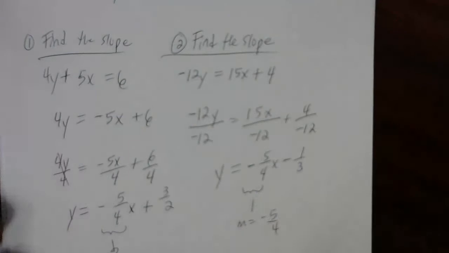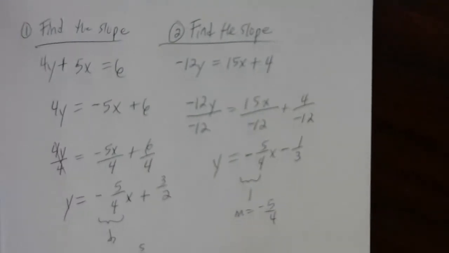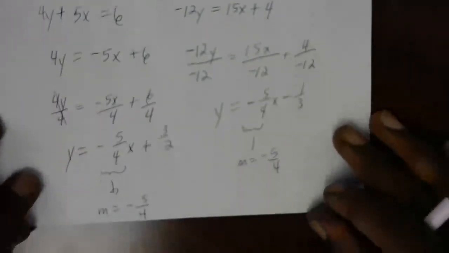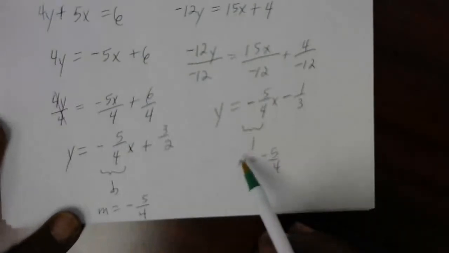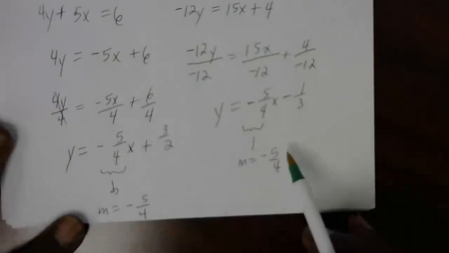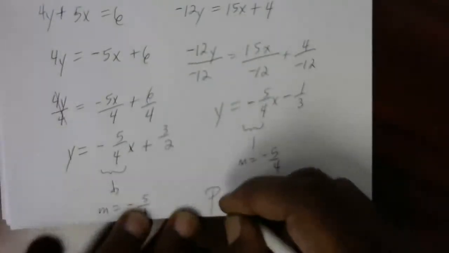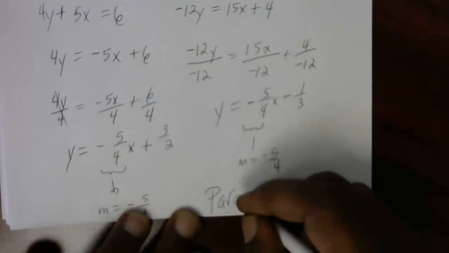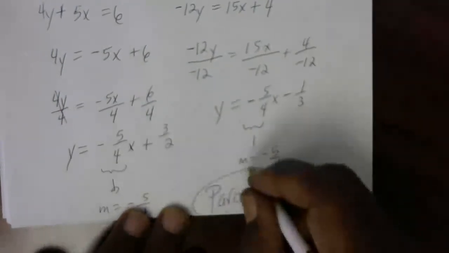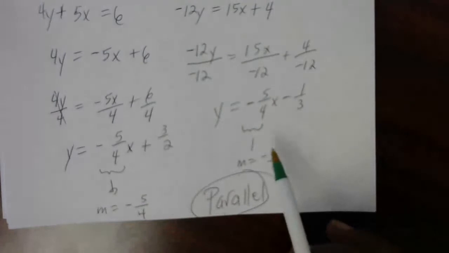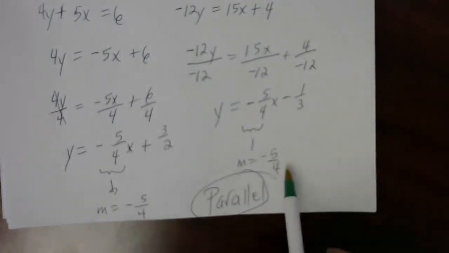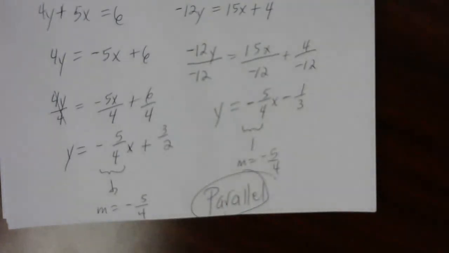Okay, we can pull out the slope, right? That's the coefficient of x. If we compare the two slopes, we see that the two slopes are exactly the same, so these two lines are parallel. Only thing we're concerned about is the slope, okay? All right, any questions about this example?